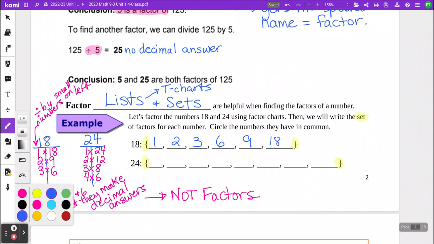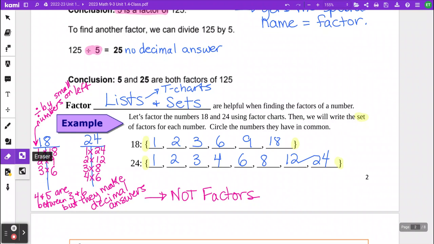Now I'm doing factors of 24. And you're going to notice all of these numbers are smaller. So the smaller numbers multiply to give me my bigger number. Okay? So I get a 1, a 2, a 3, and a 4. I've done all the ones going down my left. Now I've got to go back up the right side. So I'm going to get 6, 8, 12, and 24.